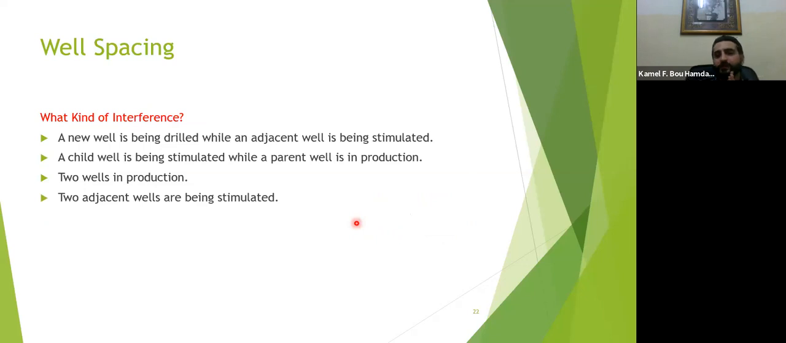So what kind of interference might we have? Here we have 4 different cases. The first one is when we have a new well which is being drilled, and an adjacent well which is being stimulated, or you are applying hydraulic fracturing. So think about it. If you are drilling a well and you are fracking a well nearby, what might happen is that during drilling, the pore pressure inside the rocks which are being fractured is going to increase a little bit due to the fracturing fluid entering the rock.